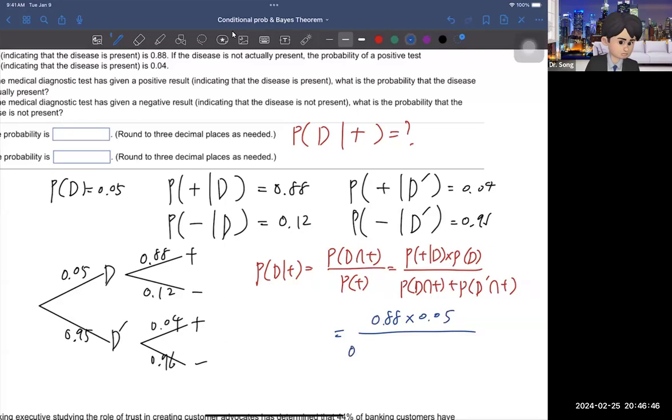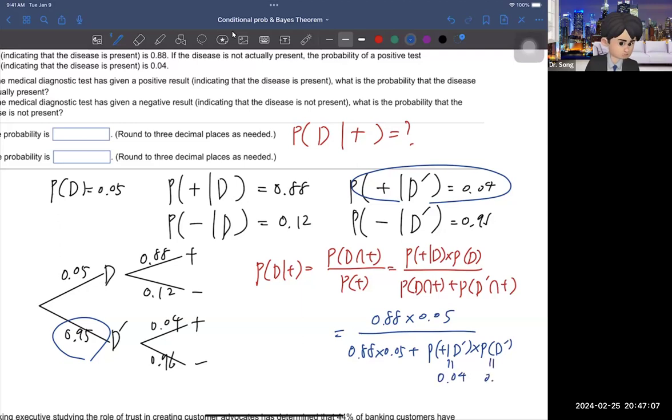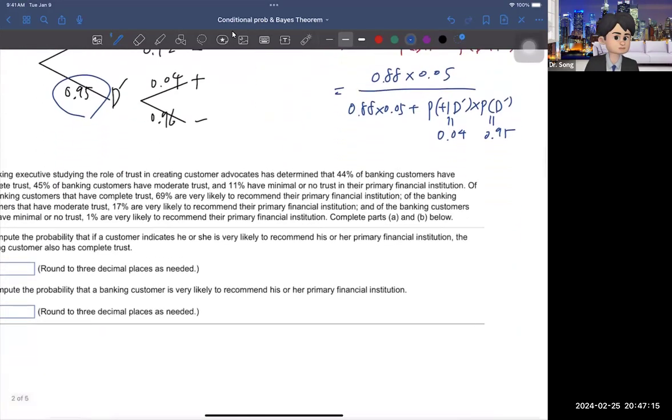And the denominator, this one is the same. And the probability D complement intersection positive is using these two here. So probability positive given D complement times the probability D complement. This one is 0.04 and this one is 0.95. So let me skip the calculation. That is Bayes' theorem. So let me cover another question here.